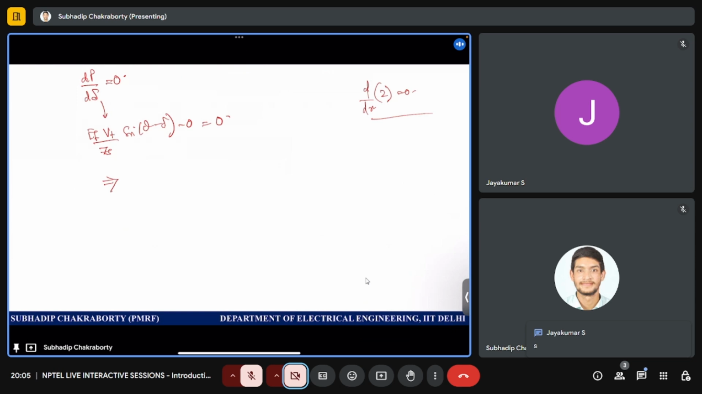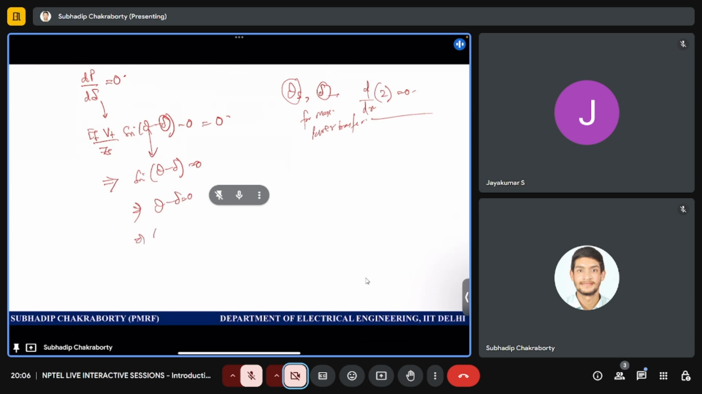And then you try to determine the condition over delta. Try to do one by one. There is a condition on theta S, and there is a condition over delta for maximum power transfer. So just try to determine, you will get sine theta minus delta is 0. In other words, theta minus delta is 0, or theta should be equal to delta. This is one point.